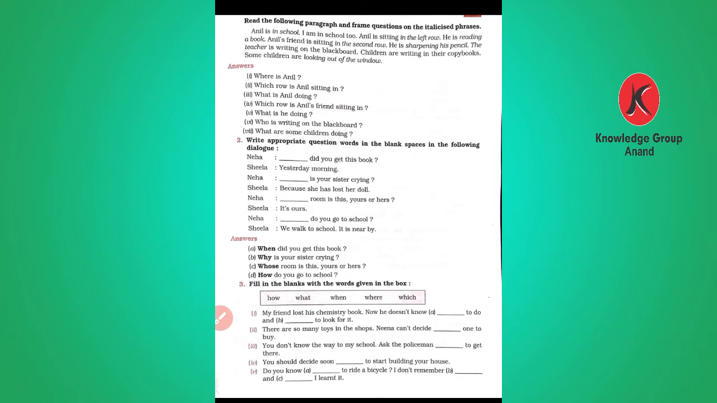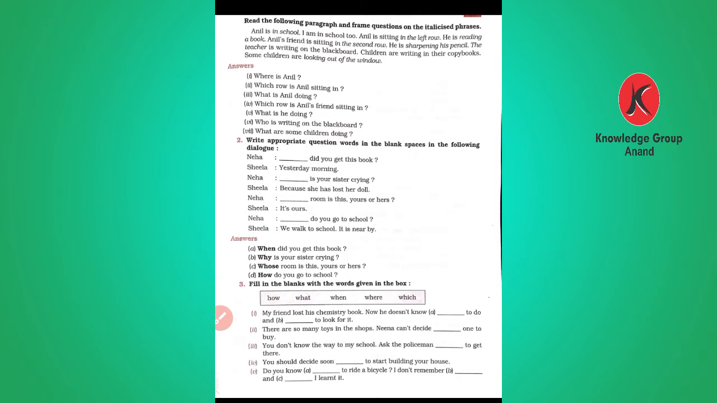So remember that what asks about actions and things, who is used to ask about people, which asks about people or things, where asks about place, when asks about time, why asks about reason or purpose, how asks about means, manner or degree, and whose is used to ask about possession. Possession means belongings. It shows the belongings. Okay, so let's go on to the next page.